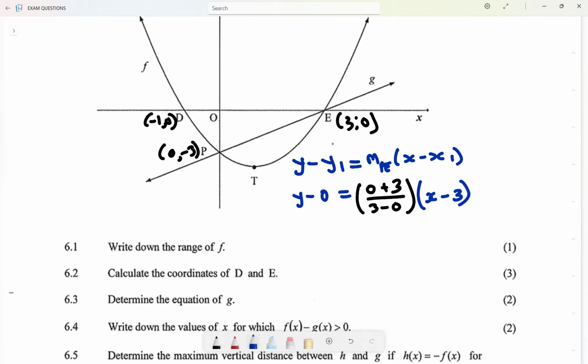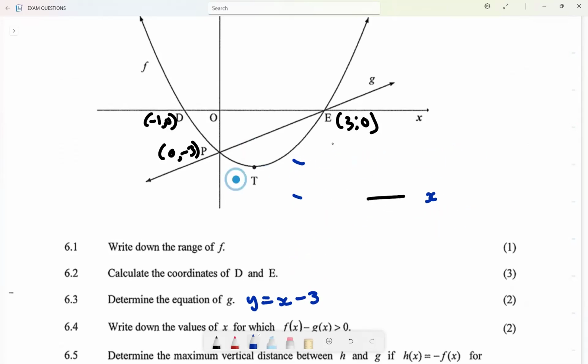Guys, you can do this. You can find the gradient of PE first and then use your equation with any point, using E or P. It's fine. And then I have y equal to 1 times (x - 3), so it's just x - 3. The equation is just y = x - 3, guys.